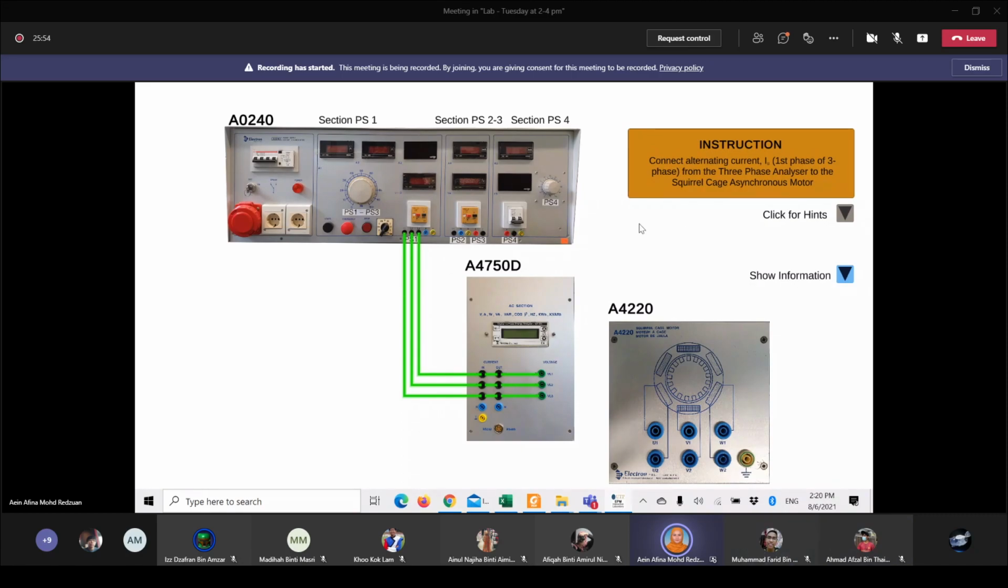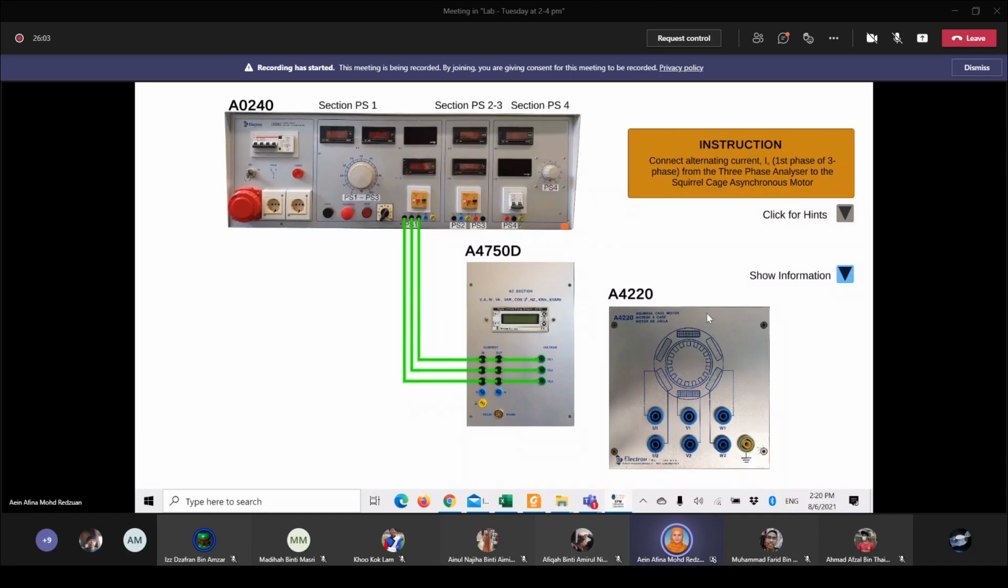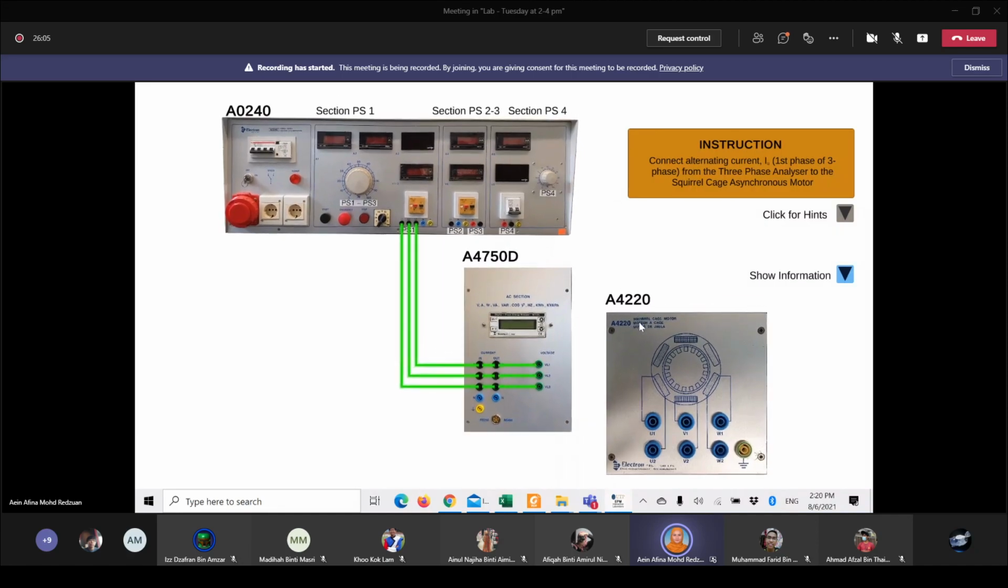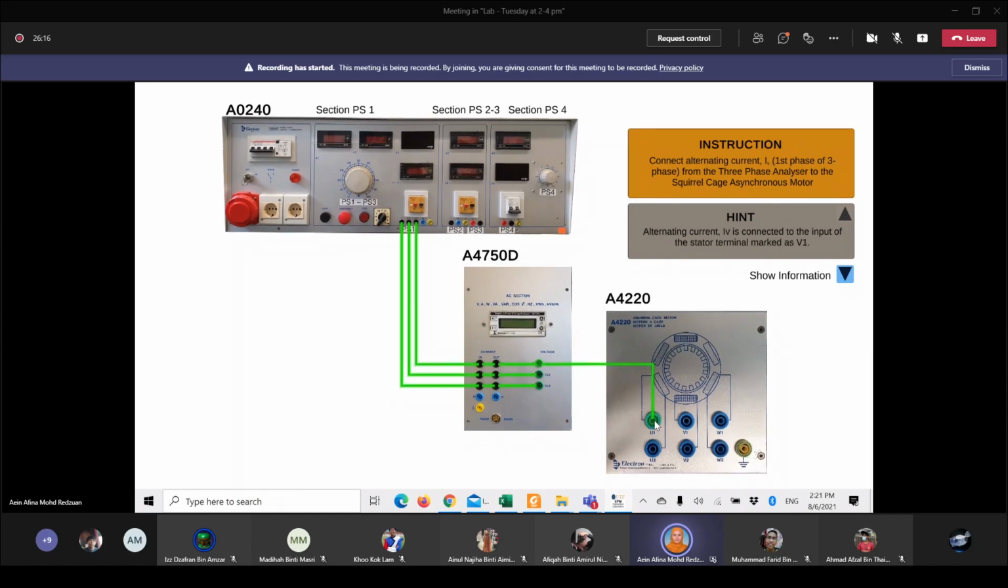Alright. So after you connect it, of course you are going to connect it to the asynchronous squirrel cage motor. You can click for hints on what to do. Basically connect L1 to U1, L2 to V1, L3 to W1. Okay, next.